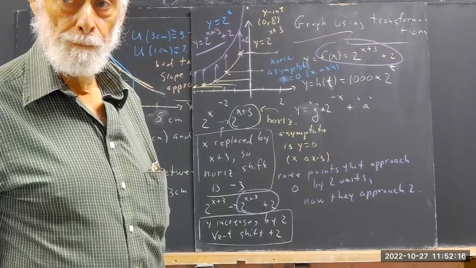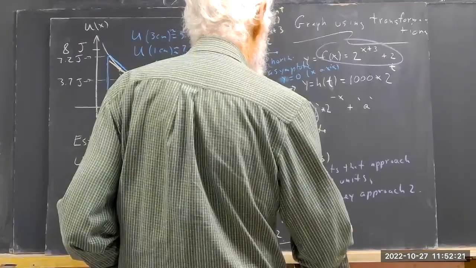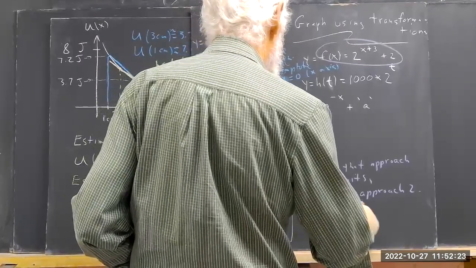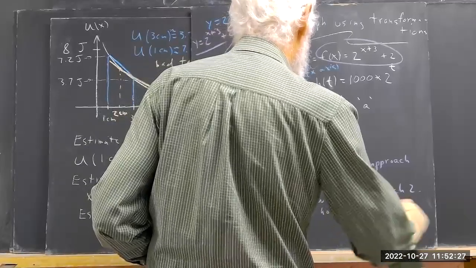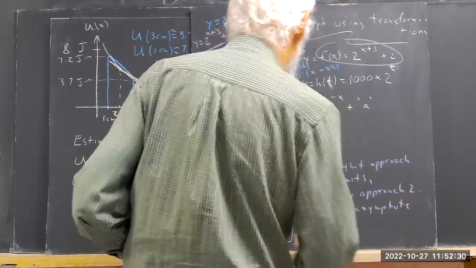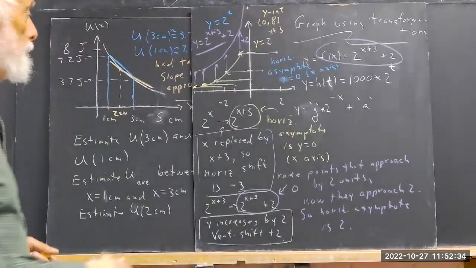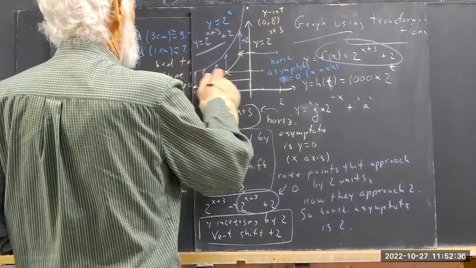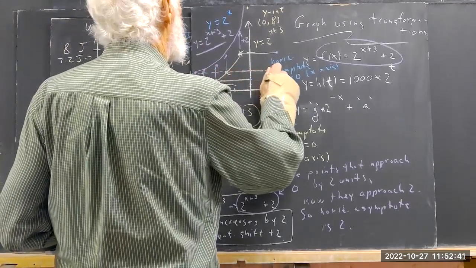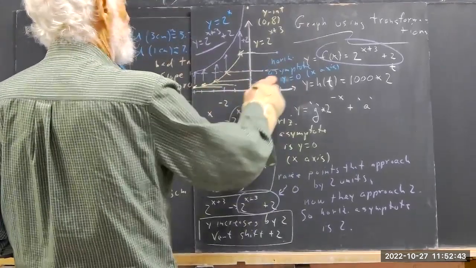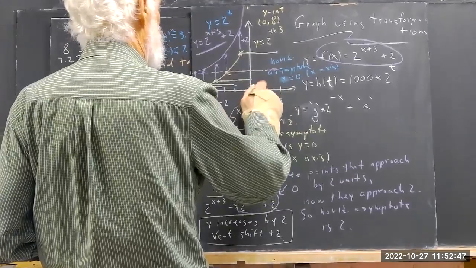Okay. So the horizontal asymptote is 2. So now we can draw the line where y = 2, and label this as the horizontal asymptote.